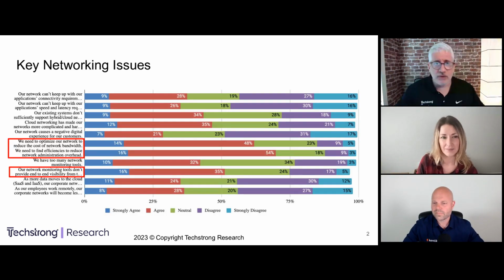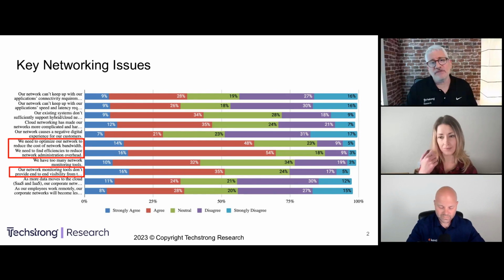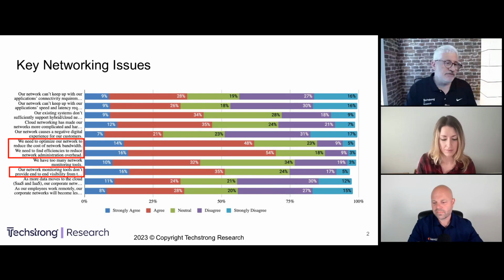We asked about 10 or 12 different statements about your specific networking environment. And when we thought about trying to break down the issues, they came into view and visibility, and a couple of them really floated to the top. We need to find efficiencies to reduce network administration overhead. That was the one between strongly agree and agree that had the highest numbers. So we need to find efficiencies to reduce network administration overhead.